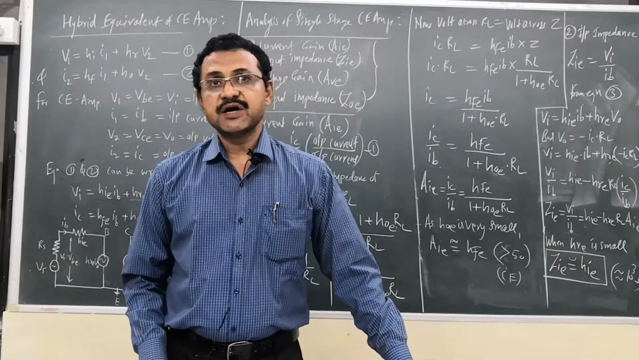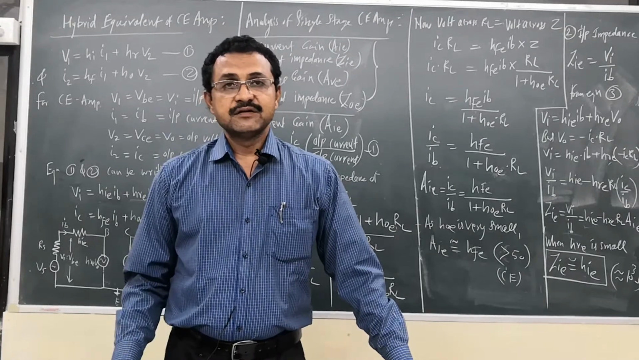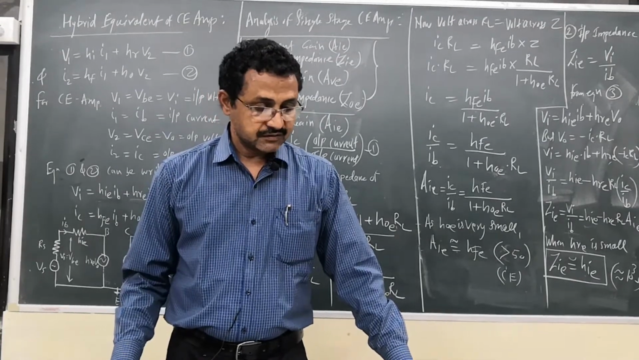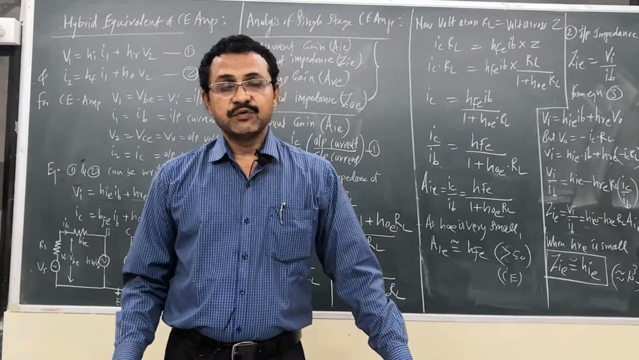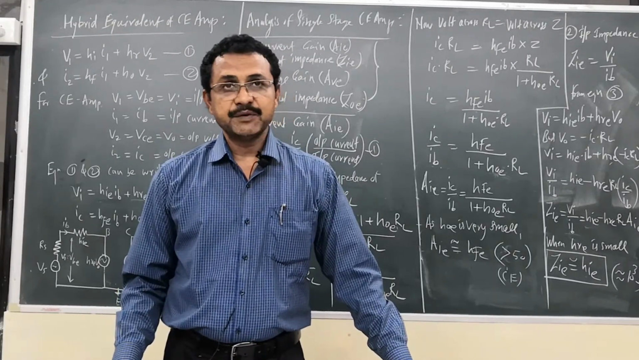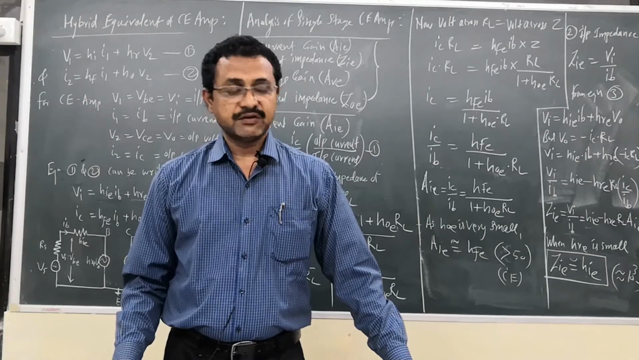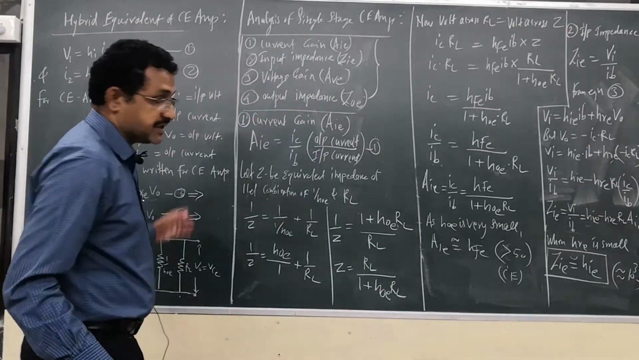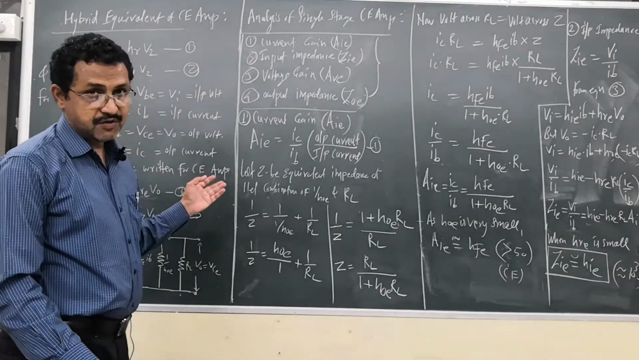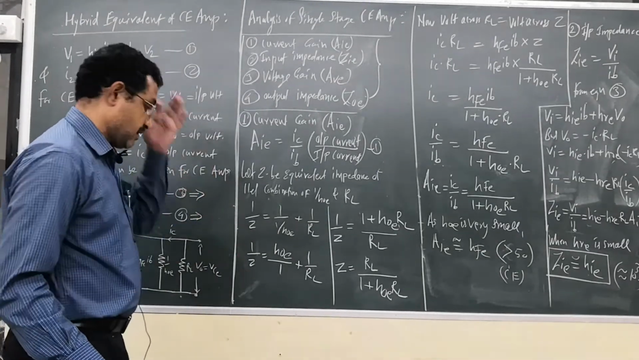The last topic in the hybrid parameter part is that you have to apply the hybrid equivalent model to the common emitter amplifier, and we have to solve or analyze the common emitter amplifier for low signal frequency, for low frequency signals. So first of all we will draw the hybrid equivalent model for the CE amplifier.